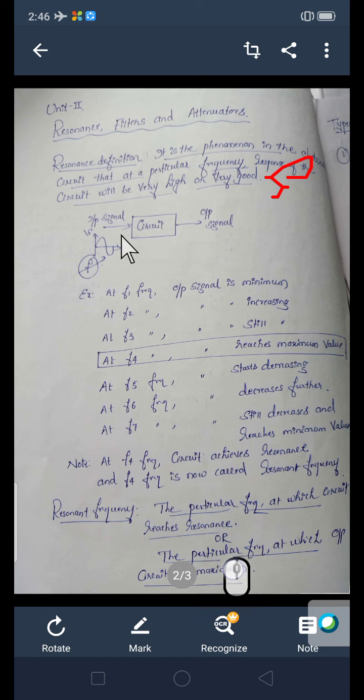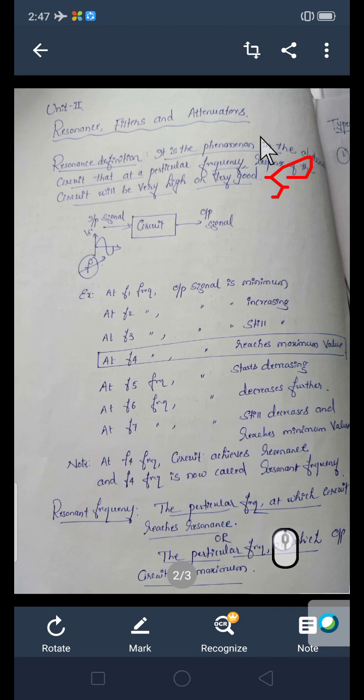That means resonance is the phenomenon of the electrical circuit in which the circuit provides a good response for a particular frequency. What is it? Phenomenon of the circuit in which the circuit gives good response at its output for a particular frequency. That is called resonance. And that particular frequency at which the resonance is achieved, we call it the resonant frequency.